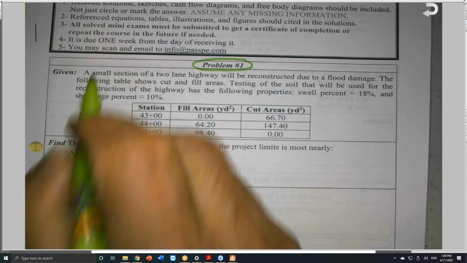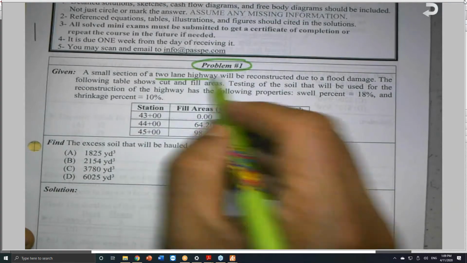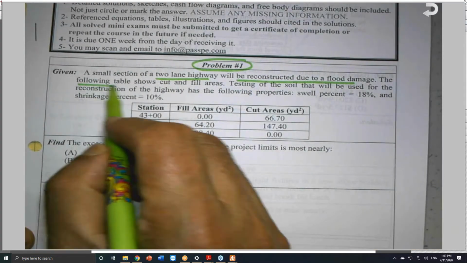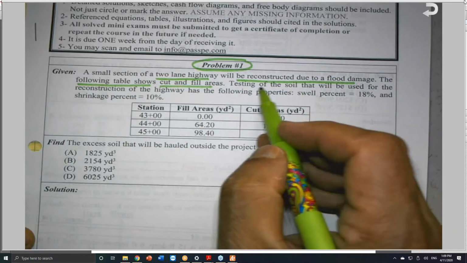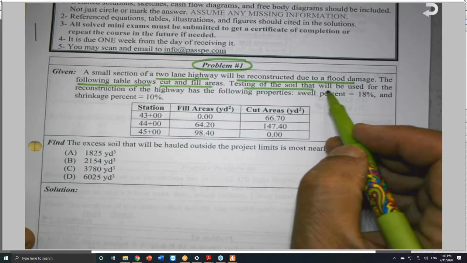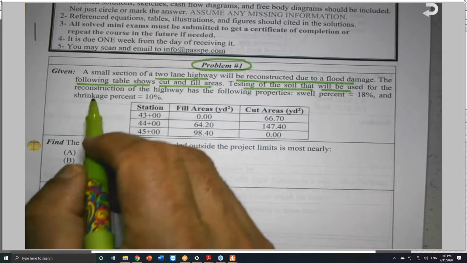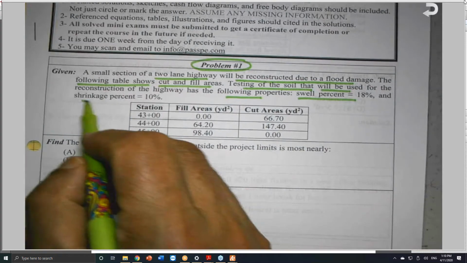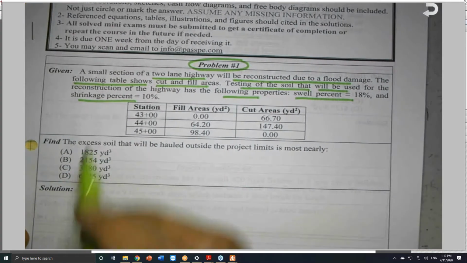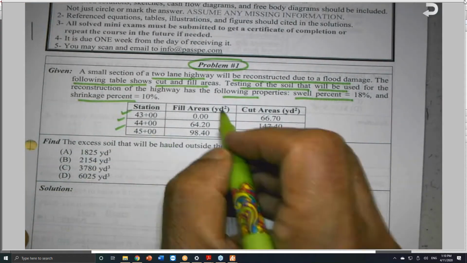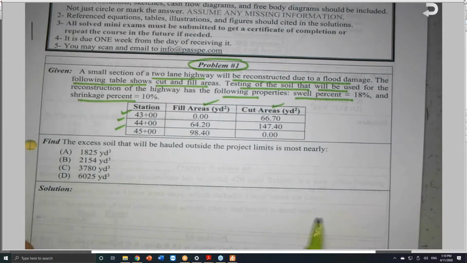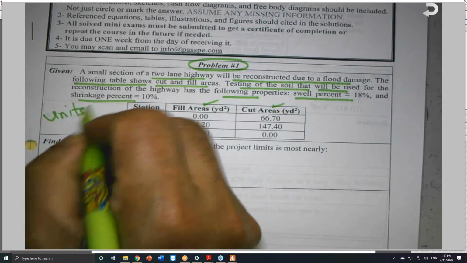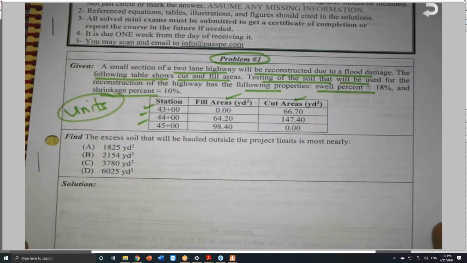you will find that a small section of a 2-lane highway will be reconstructed due to flooding damage. The following table shows cut and fill areas. Testing of the soil that will be used gives a swell percent and a shrinkage percent. And he gave you the stations, the fill area and the cut area. Again, units are very, very tricky in many problems, so we need to pay attention to units.